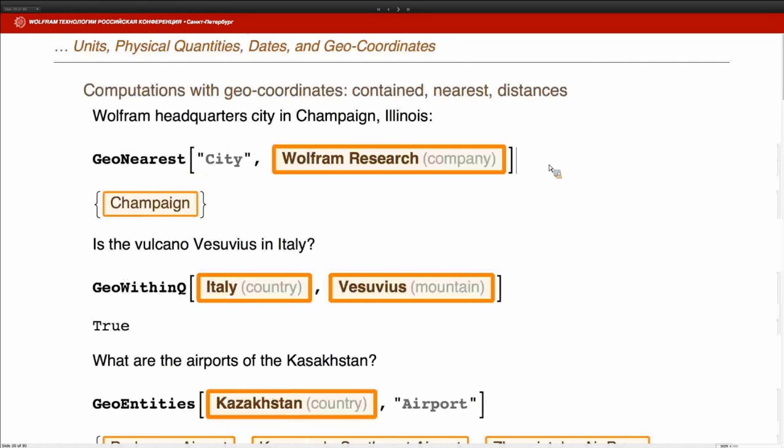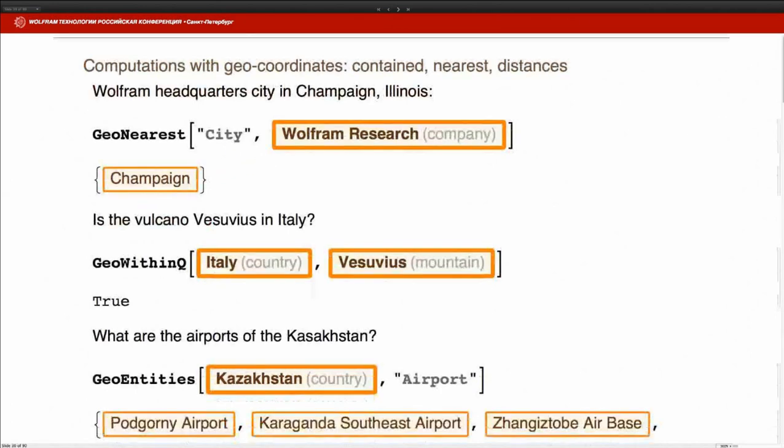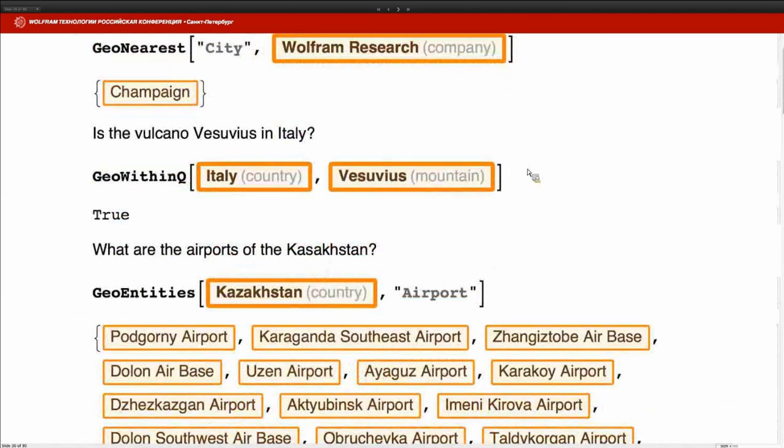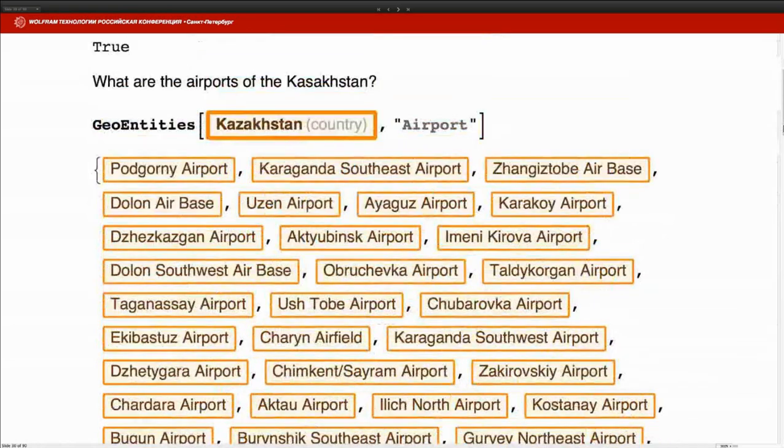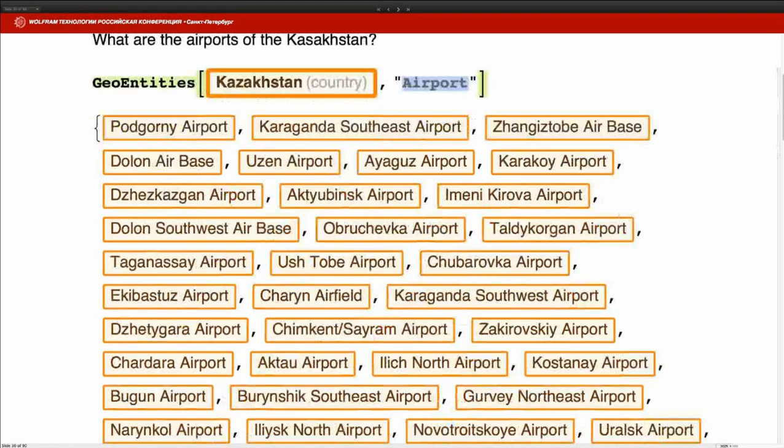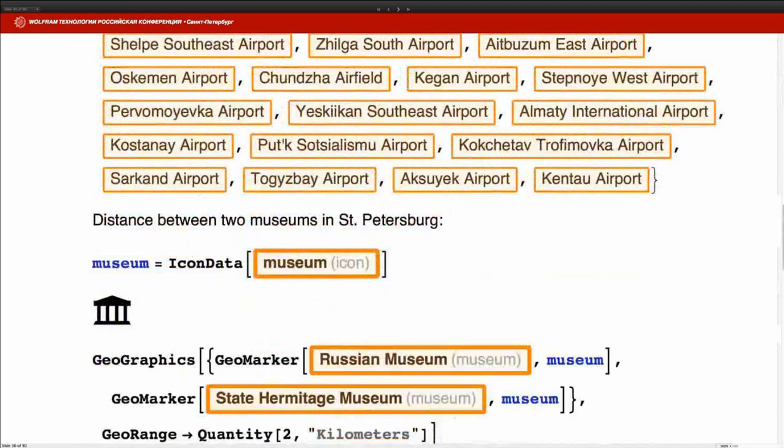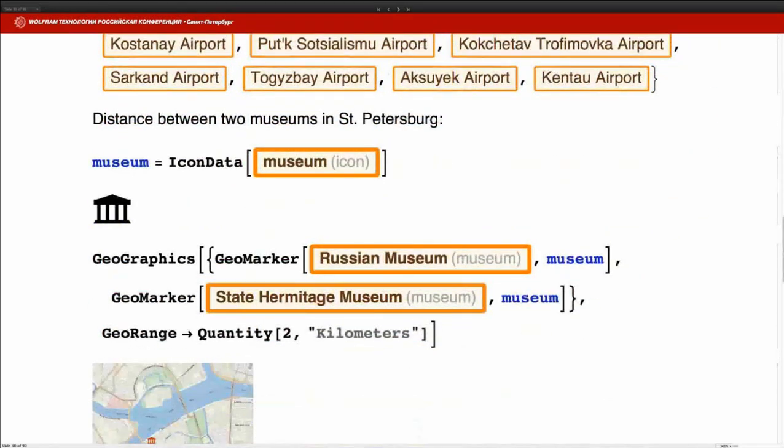So for instance, you can ask which city is nearest to the Wolfram headquarters. It is Champaign, Illinois, because actually the headquarters is in Champaign, Illinois. You can ask, is Mount Vesuvius in Italy? Yes, it is. Or you can ask, what kind of things exist in a certain geographic area? For instance, take Kazakhstan and say, give me all airports that are in Kazakhstan. And you get a long list.